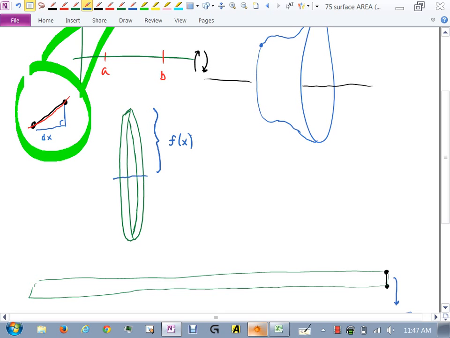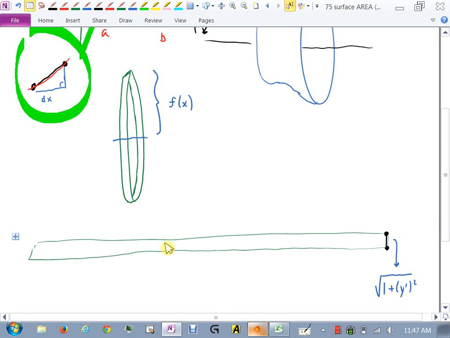That's the radius of it. The length of the ribbon is not the radius, it's what? Circumference, right? When I cut this and laid it out, the total distance around would be the circumference of that rubber band: 2 pi times the radius, but the radius is f of x. So this would be 2 pi times f of x.